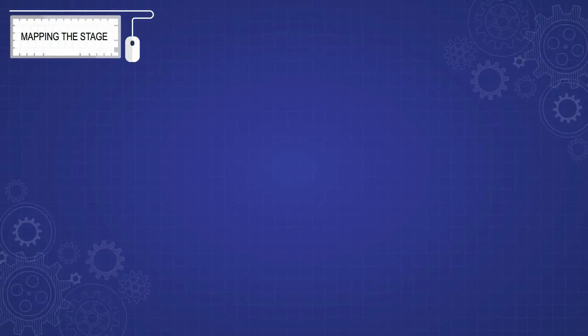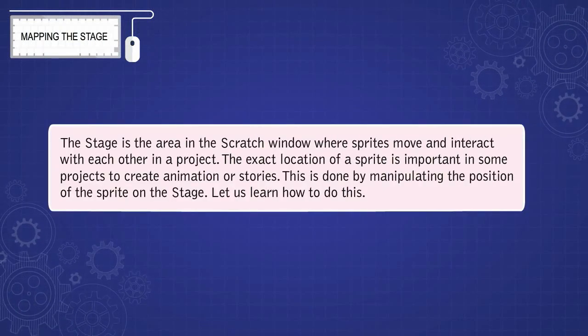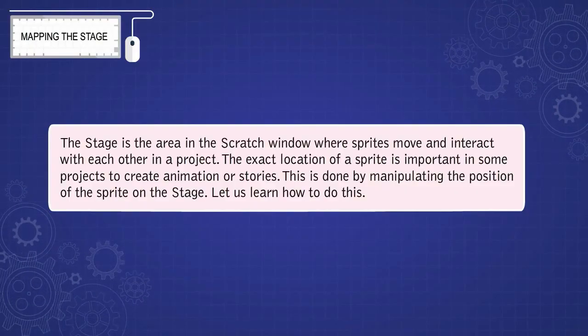Mapping the stage. The stage is the area in the Scratch window where sprites move and interact with each other in a project. The exact location of a sprite is important in some projects to create animation or stories. This is done by manipulating the position of the sprite on the stage. Let us learn how to do this.